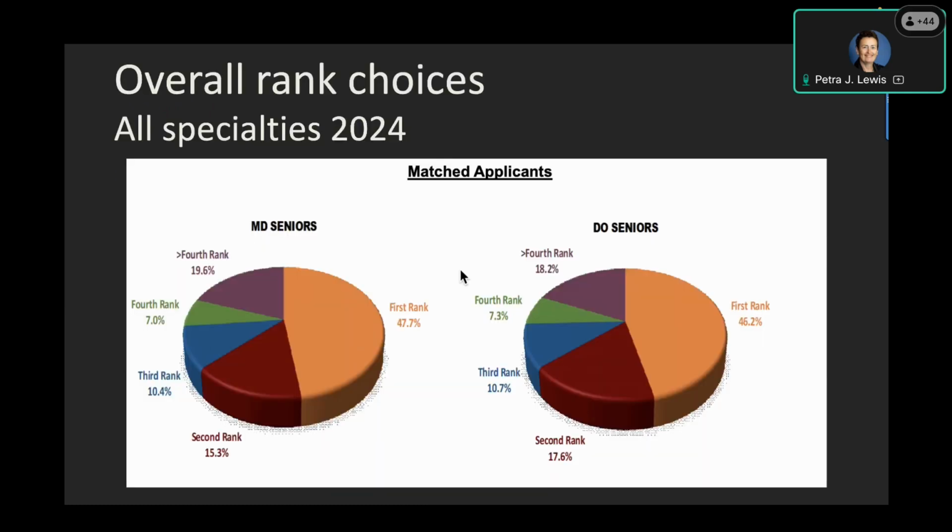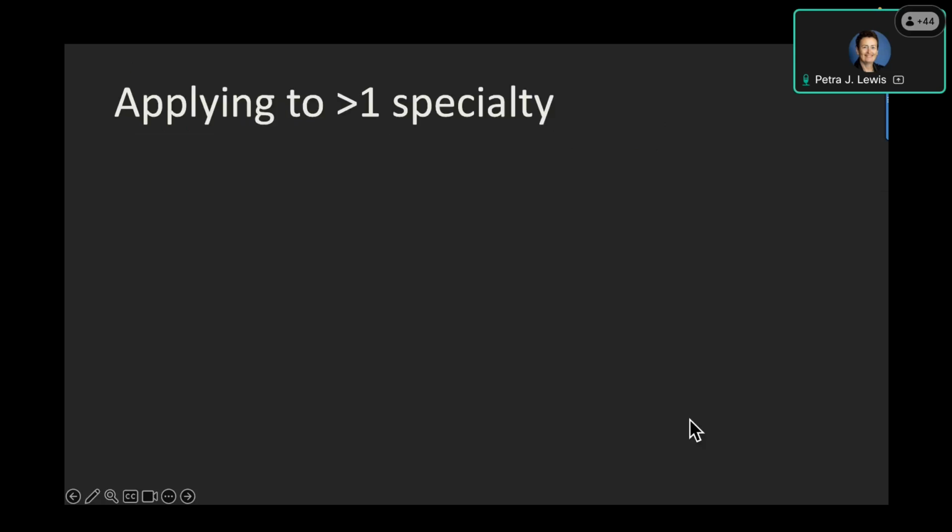Here is the latest data on all specialties, 2024. They didn't break it down any further to be helpful, but it's just good to know that for MD, 48% got their first ranking, so that's really pretty good. And more than 3/4 of them got within their top 4. And DO, not that much difference, to be honest.